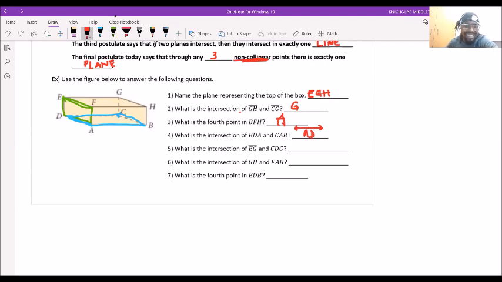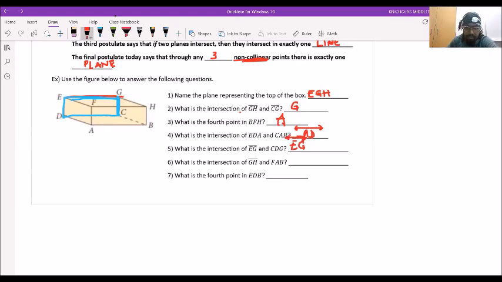Number 5, what is the intersection of EG and CDG? So as I look, EG, erase it so I can see. So EG is back here, and CDG is 3 letters, so I know it's naming a whole plane, it's naming this whole side, not just these 3 letters, right? If they're saying CDG, it's naming a whole plane. And so then I say, okay, what's red and blue? EG, line EG is what it's naming. Okay. Then I'll go from here.